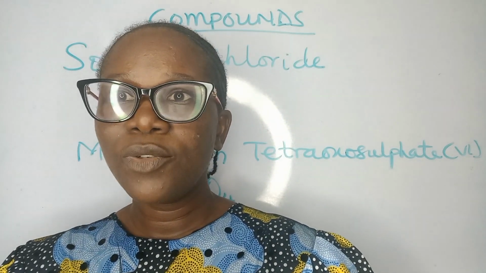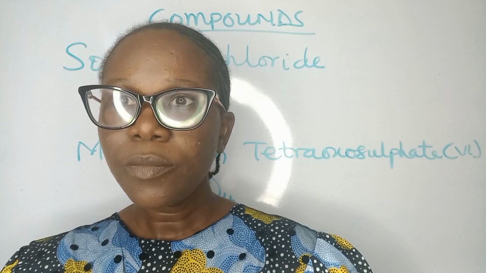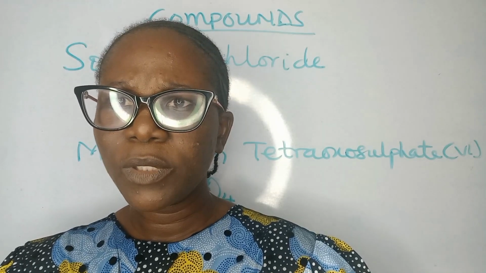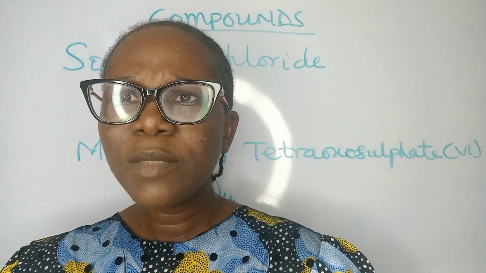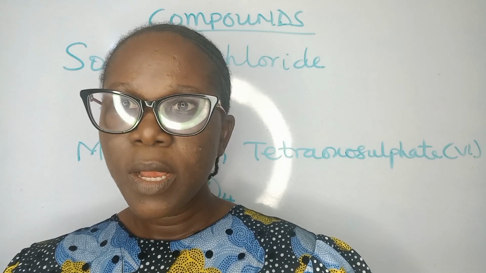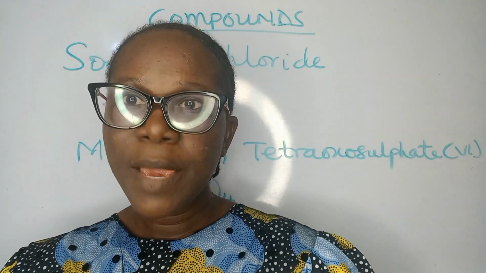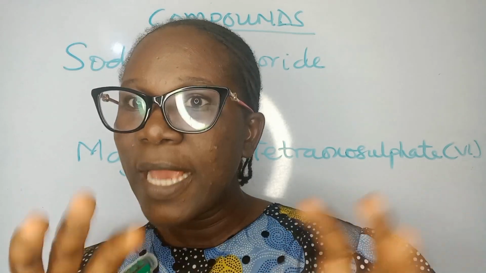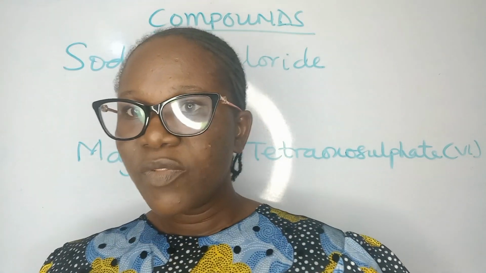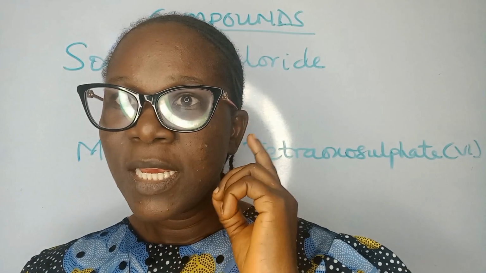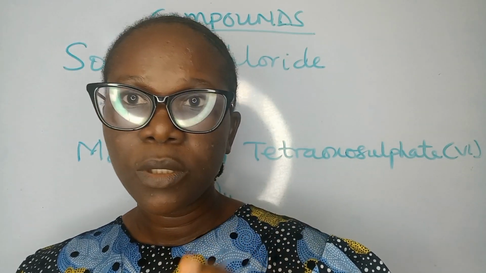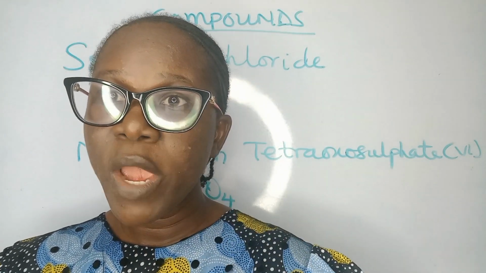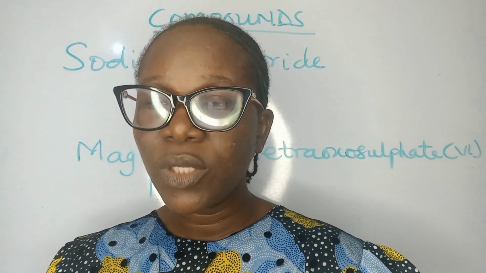Now, today we are considering the topic, compound. What is a compound? A compound is made up of two or more elements chemically combined. That is, inside a compound, you can get elements, two or more. If it is only one element that is inside a substance, we don't call it a compound. Now, a compound contains two or more elements chemically combined together.